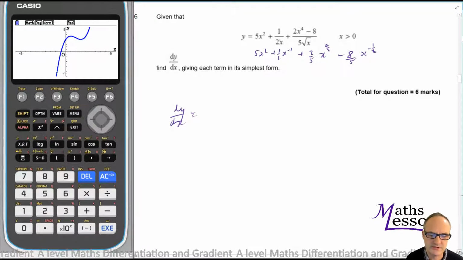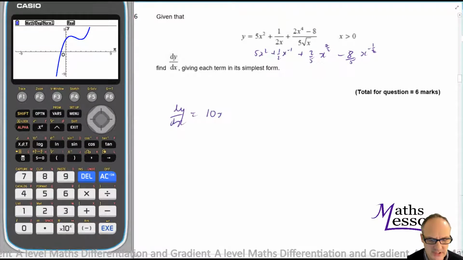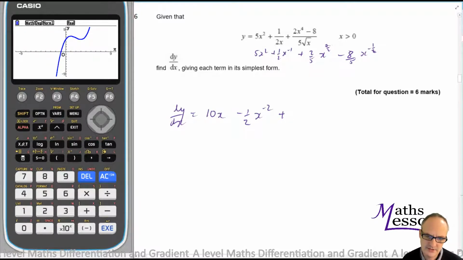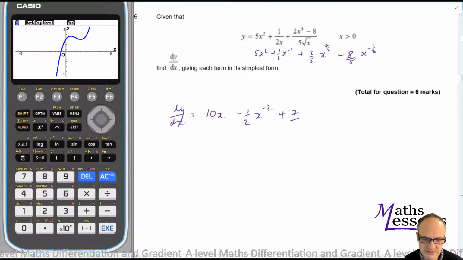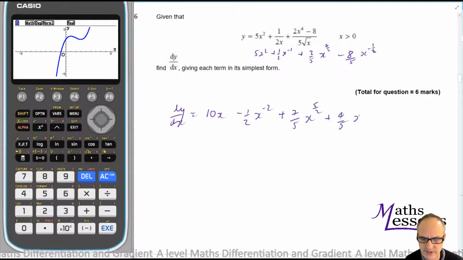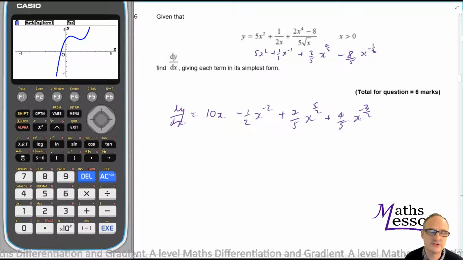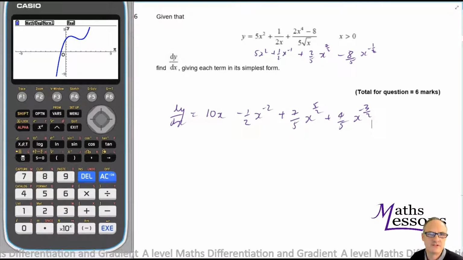Some of you may be able to differentiate it straight off in your head, but I would suggest you simplify this to make sure you don't make any mistakes. So we get 2 times 5 is 10x, times minus 1 gives minus a half x to the minus 2, plus times this by 7 over 2, so that's going to give me 7/5 x to the 5 over 2, and then times this by minus a half, so I get plus 4/5 x to the minus 3 over 2.